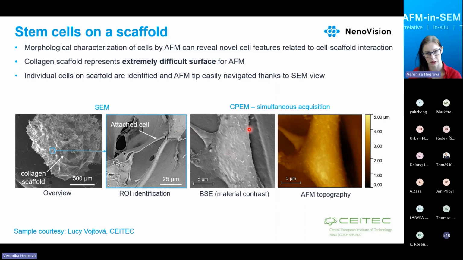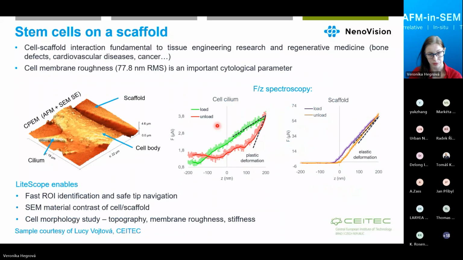So we simultaneously acquired the AFM and BSE and obtained the CPEM image. And further, we continued with the force distance spectroscopy measurement. So we were able to determine the elastic properties, or elastic and plastic deformation, of such cells. Further, we could measure the membrane roughness, as visible here, which is an important cytological parameter.